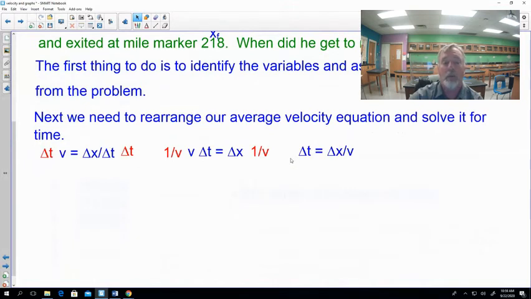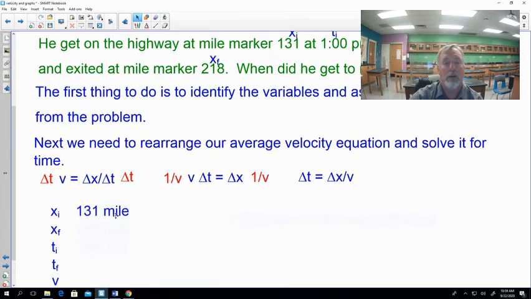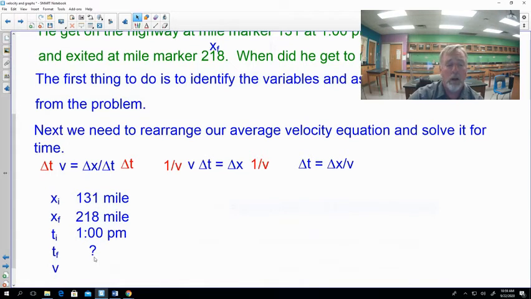So let's write down from our problem, what do we have? We have an XI, an XF, a TI, a TF, and a V. What does our problem tell us about these? Well, it told us our XI was 131, our XF was 218, and our TI was 1 o'clock. It didn't tell us our TF. That's what we're looking for. And it did tell us our V.